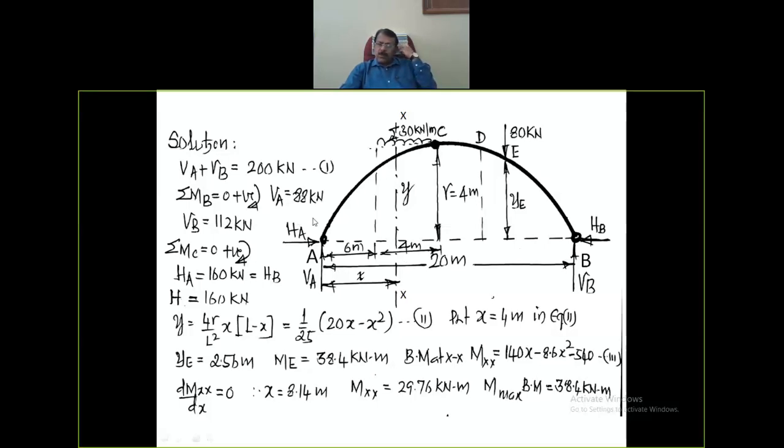Now we want to evaluate the reactions and horizontal thrust. For evaluating the reactions and horizontal thrust, we have to make use of equations of equilibrium. Use the equations of equilibrium, namely sigma V = 0, treating forces acting vertically upward as positive. Now here VA + VB = 200 kilonewton; call that equation 1. This 200 is the summation of the intensity of UDL times the distance, and then the point load.